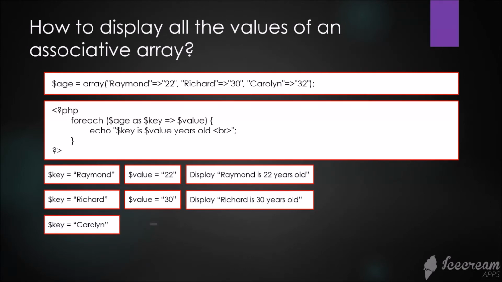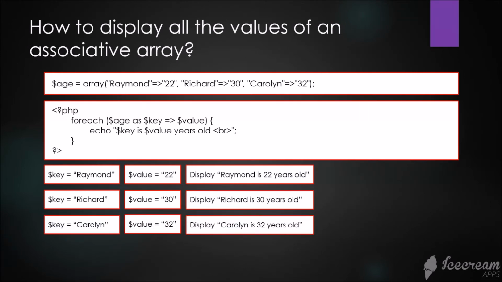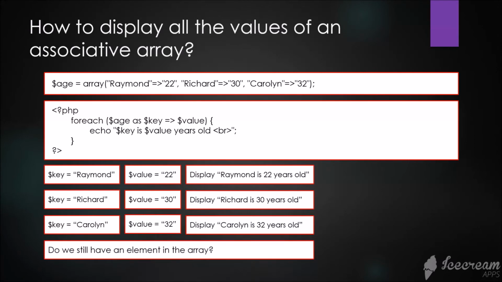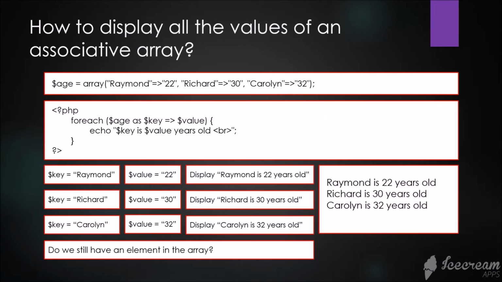So until such time that we reach the last element. And then we're going to ask, do we still have an element in the array? So if there is no more element in the array, our looping will stop. And the final output will be this one. Okay? So that's how we display all the values in an associative array. Okay, guys?